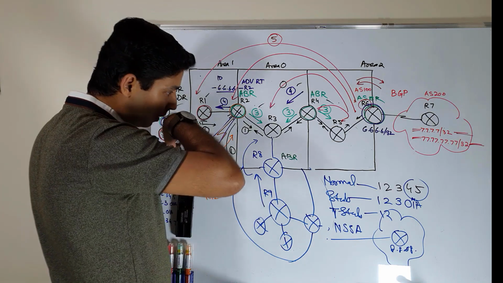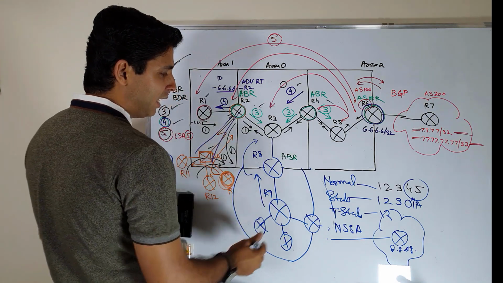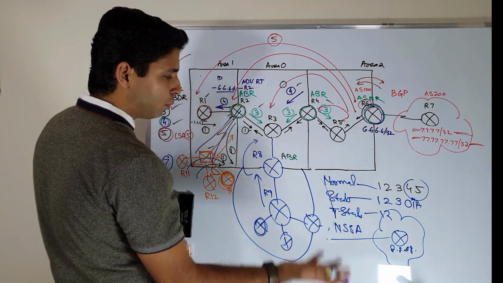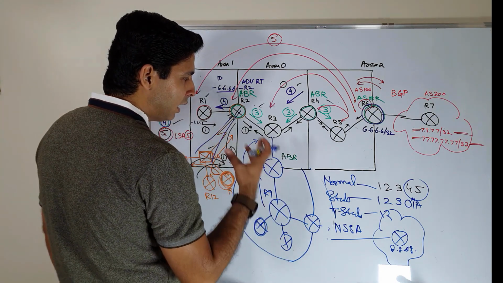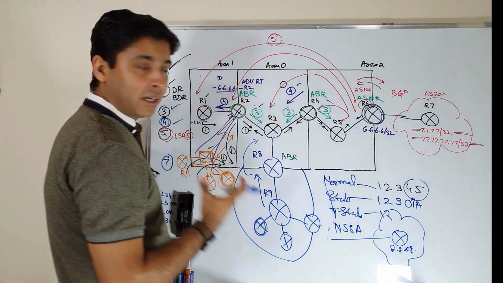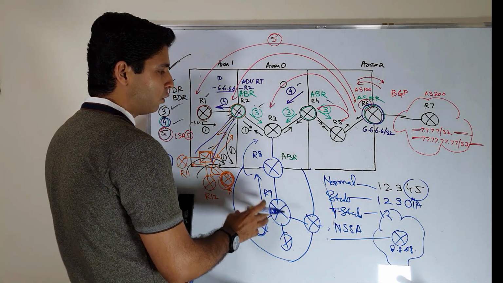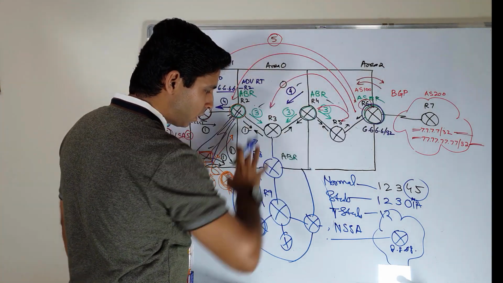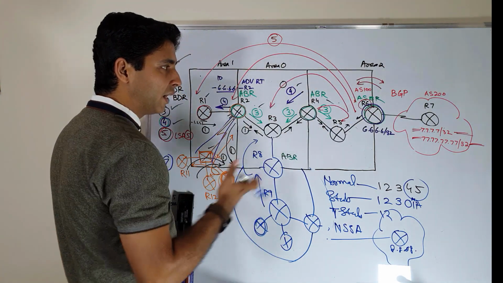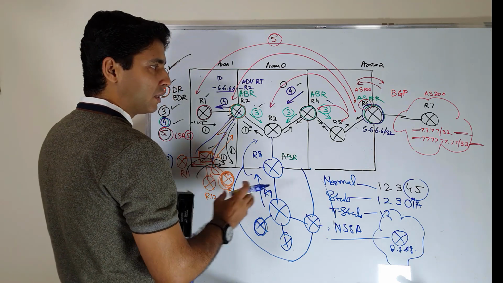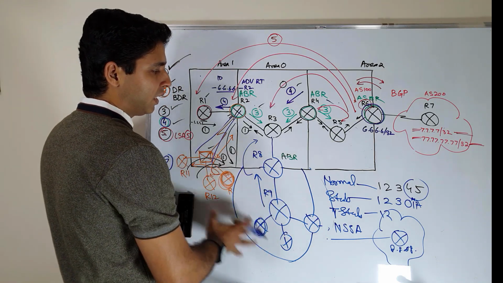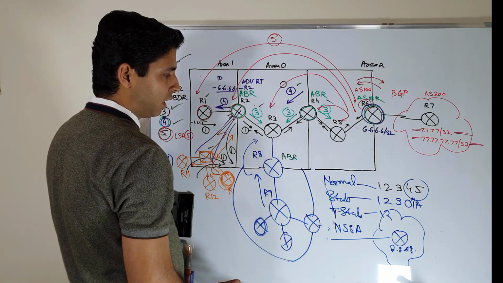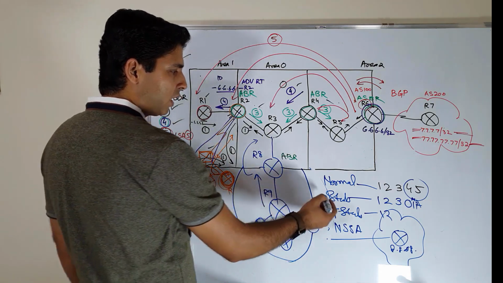Basically, why do we need these stub and totally stub areas? We need them because some areas do not have to pass traffic further and the capacity of their routers is very small. For these types of areas, we don't need all of the external routes to rush into these routers and exhaust their routing tables, because these are low capacity routers. It is also an optimized design to have stub areas where we don't have a lot of traffic. So for these ones we create a stub area.